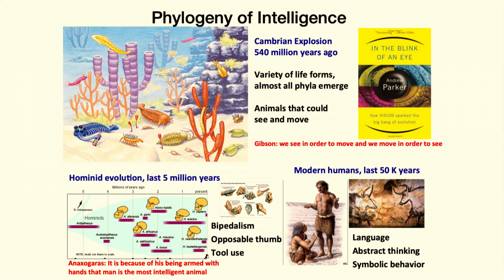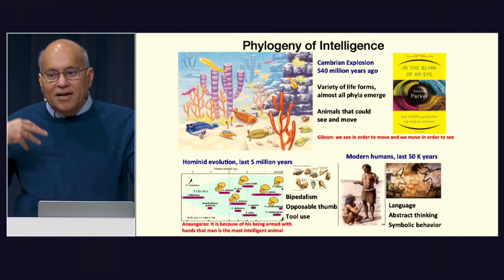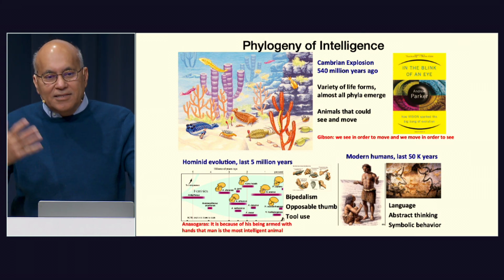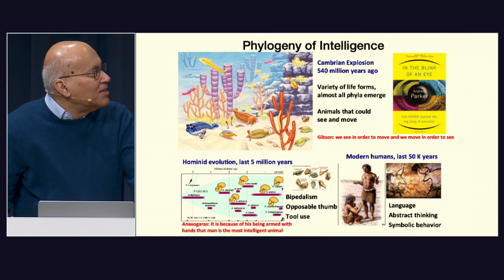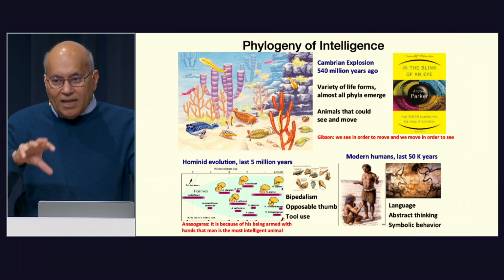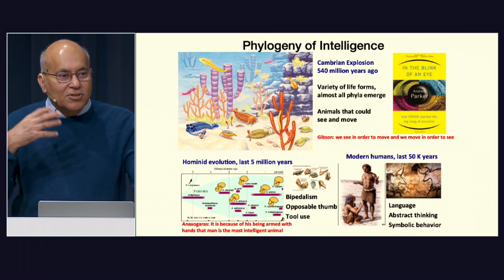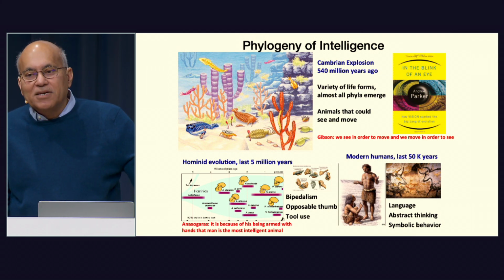Now, speeding up a bit ahead, we have the first time when the humans split off from the primate line, and then you have the emergence of bipedalism. So we walk on 2 feet, so then our hands are free, and then the hand develops, and there is this quote from the Greek philosopher Anaxagoras: it is because of his being armed with hands that man is the most intelligent animal. And in fact, the fossil record supports this. So the development of the hand and tool making leads to the development of the brain.